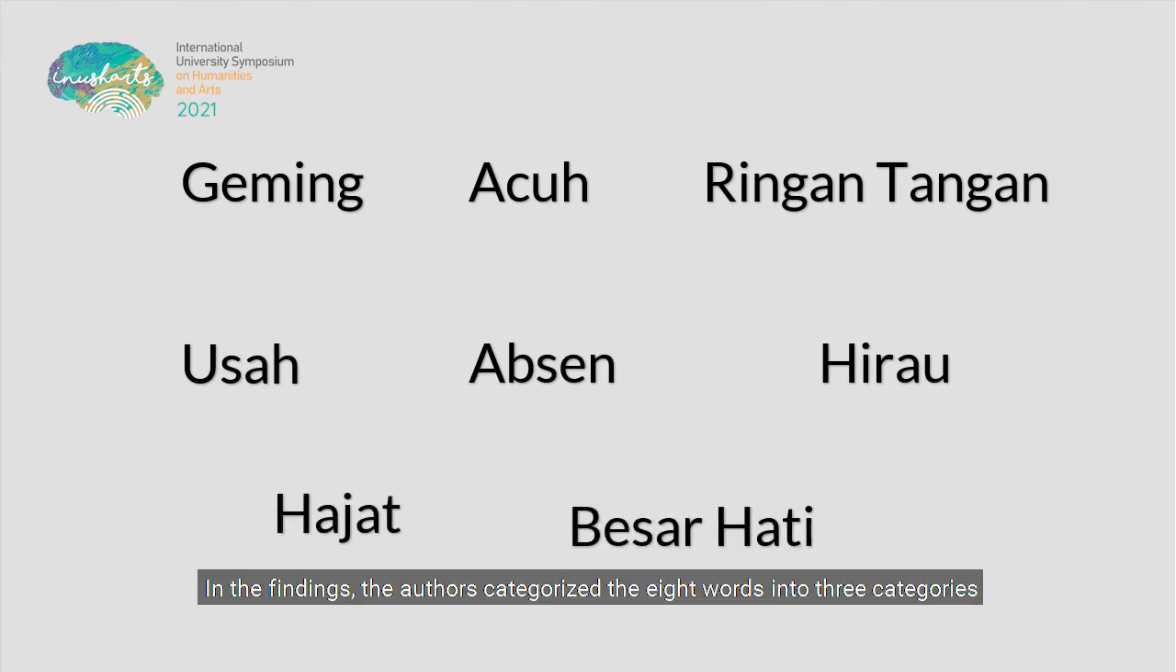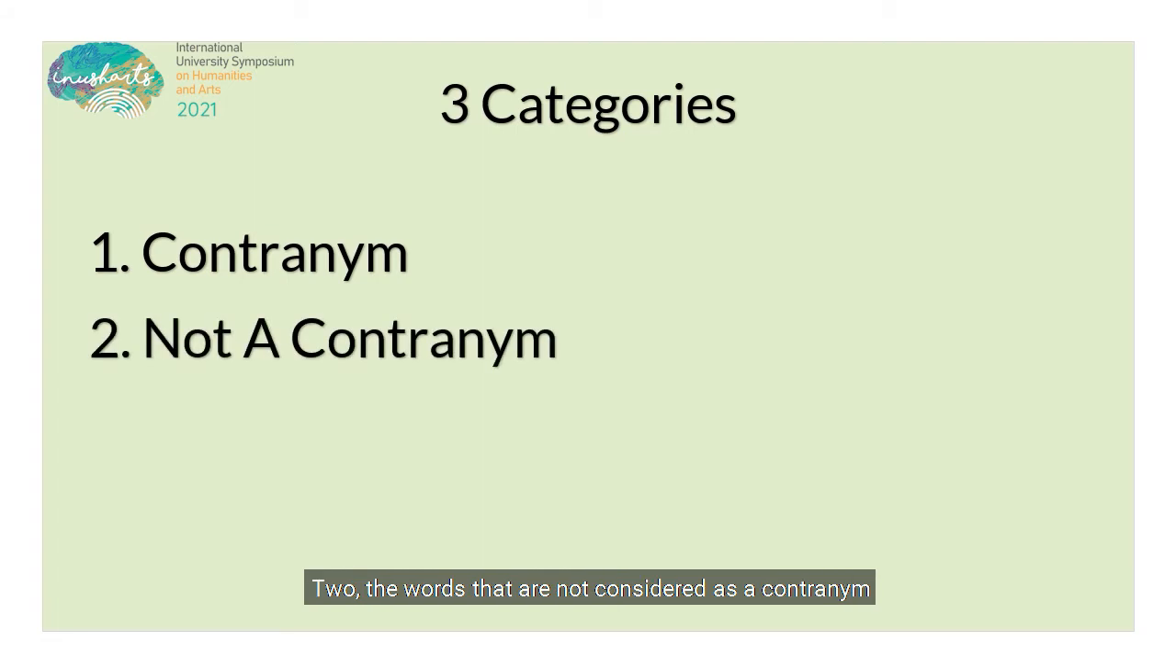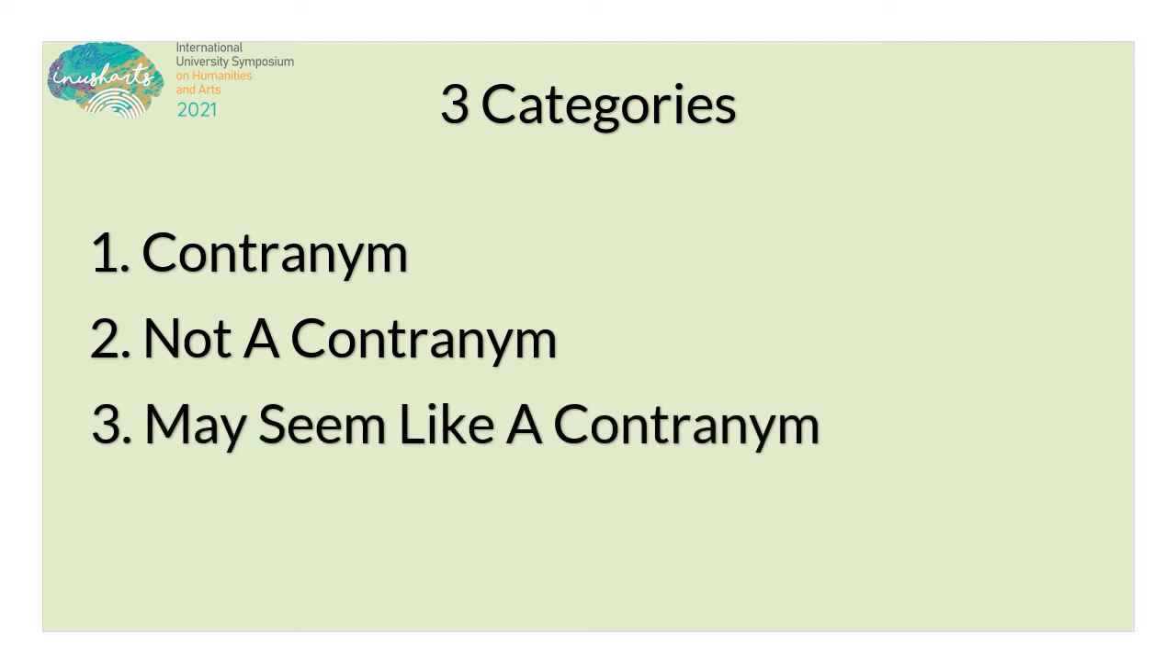In the findings, the authors categorized the 8 words into 3 categories. 1. The words that are considered as a contranym. 2. The words that are not considered as a contranym, and lastly, the words that may seem like a contranym.